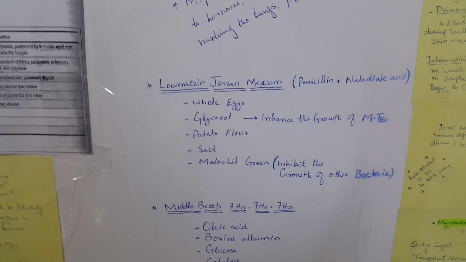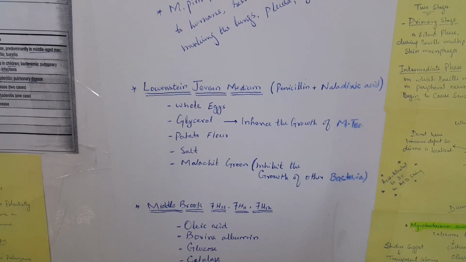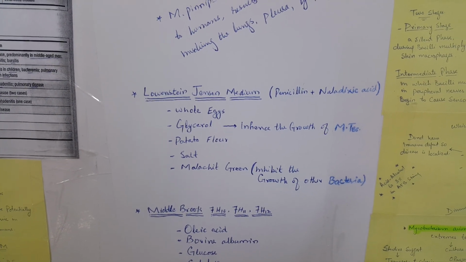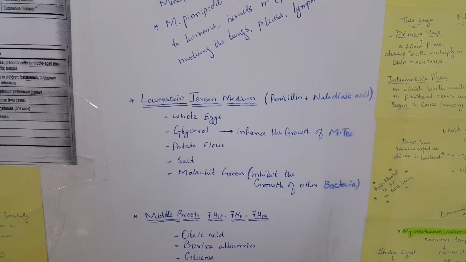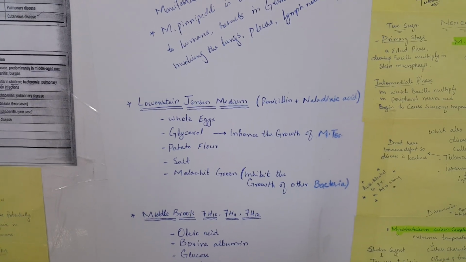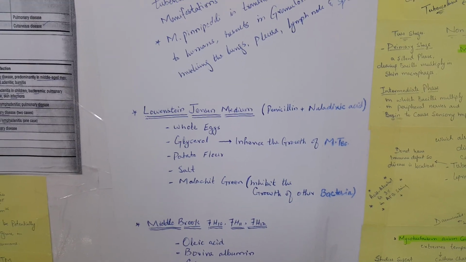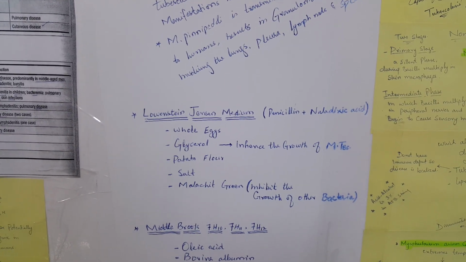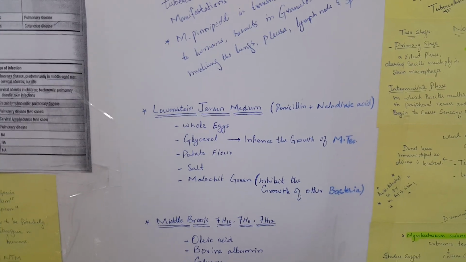Mycobacterium tuberculosis can be cultured on artificial media. Lowenstein-Jensen medium is widely used, and it contains penicillin and nalidixic acid. The medium also contains whole eggs. Glycerol enhances the growth of MTB; it is a very important ingredient in this medium. Potato flour, salt, and malachite green inhibit the growth of other bacteria.